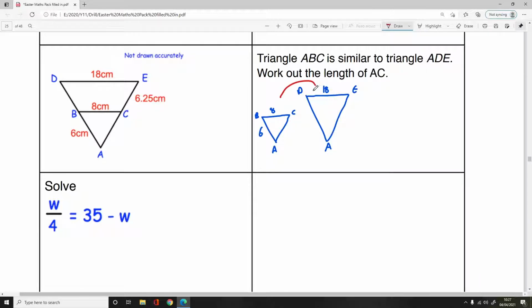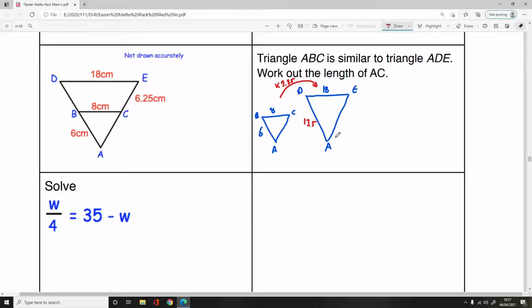But we can work out what the scale factor is, because we're going from 8 to 18. So 18 divided by 8 tells you that is times by 2.25. And so if we want to work out the side lengths here, that's what we're going to need to do. Now the question is, we want to work out AC, unfortunately, but let's see how it goes. So 6 times 2.25 is going to give us 13.5. We can say that this length here is 13.5.